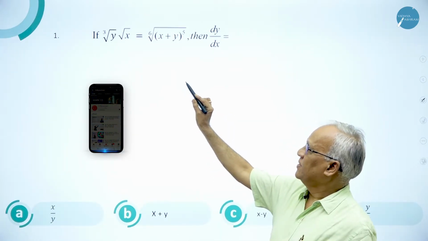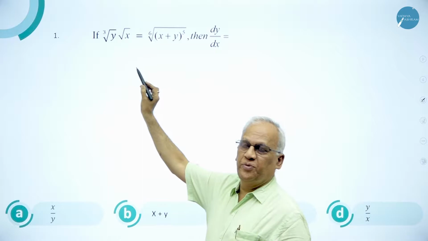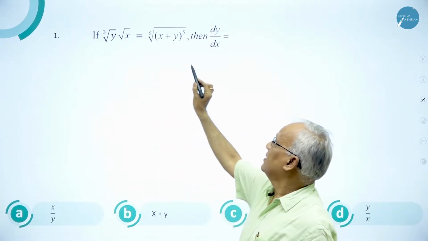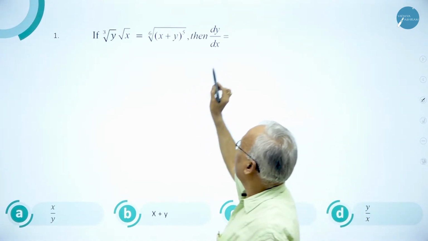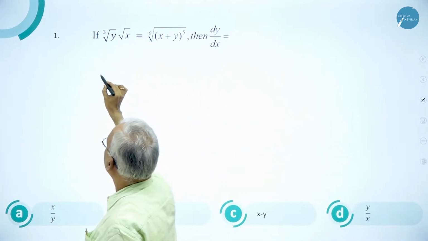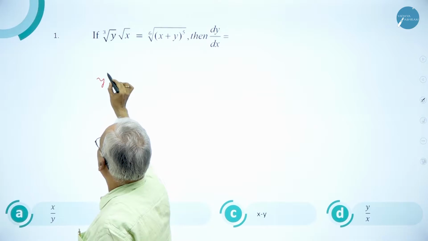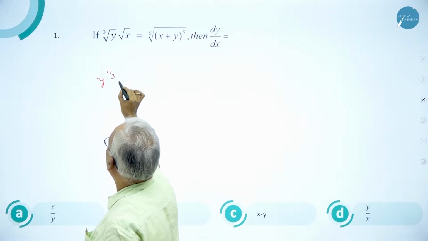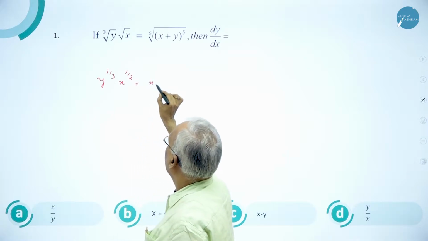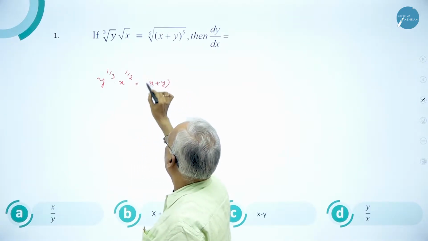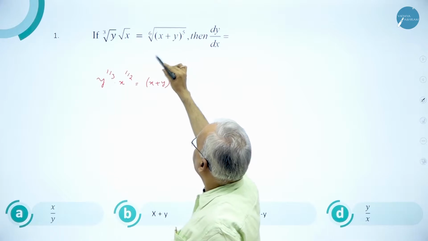First question: cube root of y into cube root of x, the square root of x, equal to 6th root of (x plus y) to the power 5. Then dy by dx equals? You can write this as y to the power 1 by 3 into x to the power 1 by 2 equal to (x plus y) to the power 5 to the power 1 by 6.